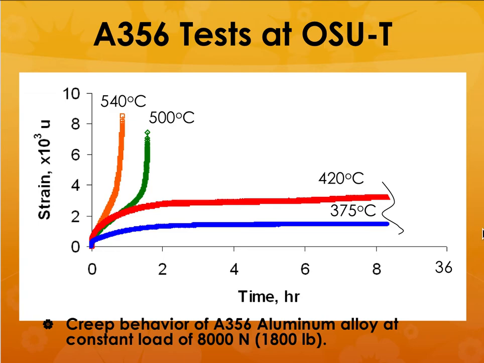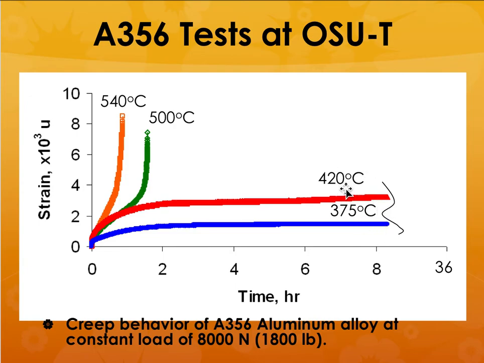Dr. Jay Hannon used to do a lot of work on creep testing of some aluminum alloys. A356 is a typical aluminum alloy, and you can see this. So this is a replica of what you saw in one of the previous slides. So at 375 degrees centigrade, this component will last almost forever. Okay, so they stopped the test and they didn't do any test beyond that.